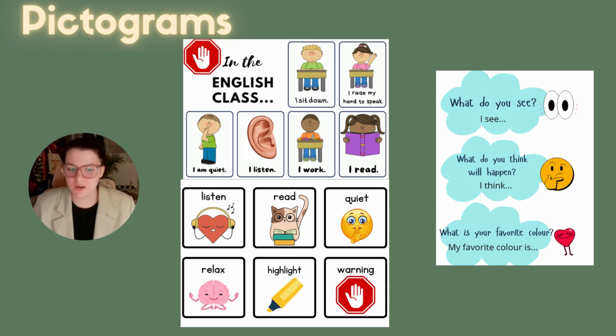So, what do you see? We have the two eyes. What do you think? And then we have some character thinking about the question. And what is your favorite color? Favorite color is pretty difficult to put into a drawing, so I put a little heart emoji that was bouncing around. So it's interesting to look at, but also they easily associate a heart with liking something. So this is a good mix of functional language that we mentioned earlier and also pictograms.